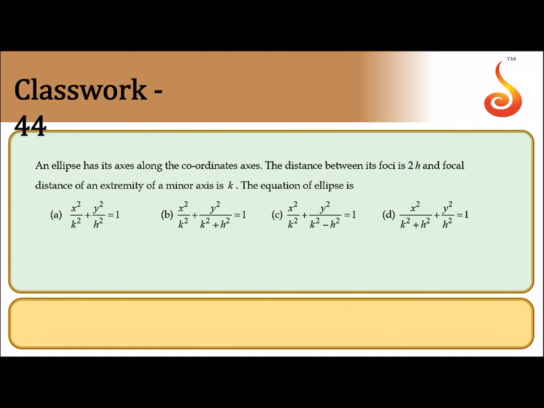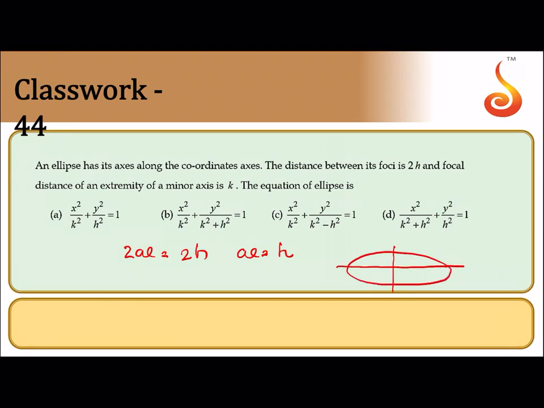44. An ellipse has its axis along the coordinate axis. The distance between the foci is 2h and the focal distance of an extremity of the minor axis is equal to k. Then the equation of the ellipse is asked. So they gave you 2ae is equal to 2h, and ae is equal to h. We got it. And the focal distance of an end of the minor axis is equal to k.